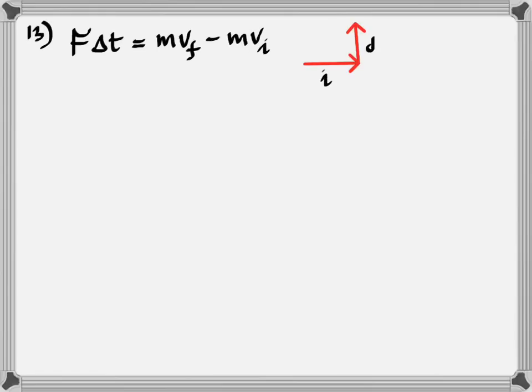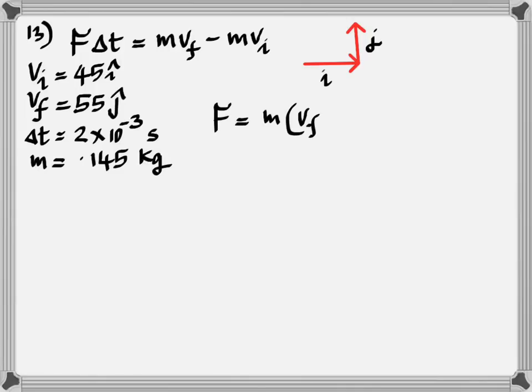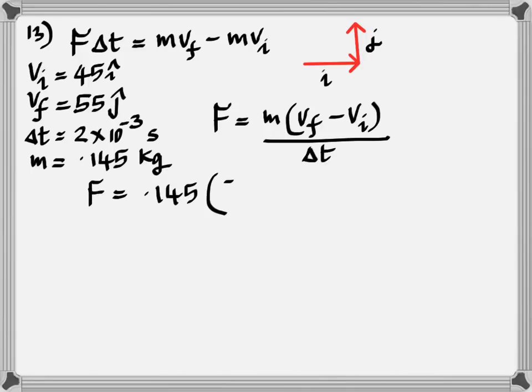Impulse is given by those two formulas. Remember that the ball was moving along the X, along the I, and then it's hit along the J. So that's why VI is 45I, but VF is 55J. Time is given, the mass is given. Now, so force is calculated using that equation. Plug in the numbers.